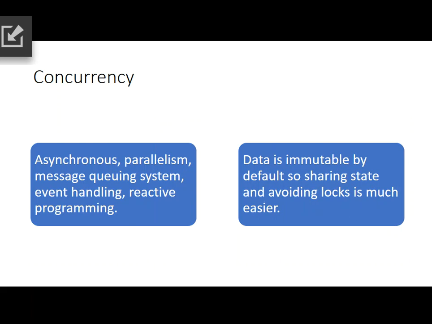It's really easy to do asynchronous coding, parallelism, message queuing, event handling, reactive programming. Async await came from the F# world. And there's immutability by default, so you don't need to worry about locks so much, or at all, unless you're doing mutable.